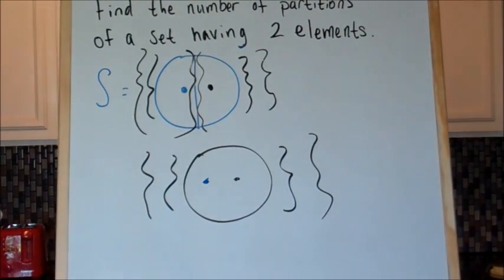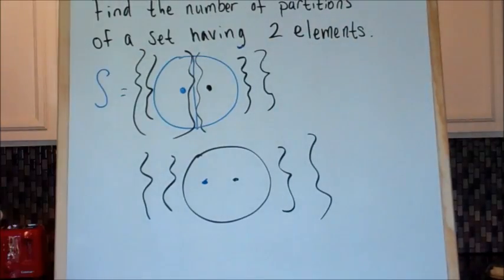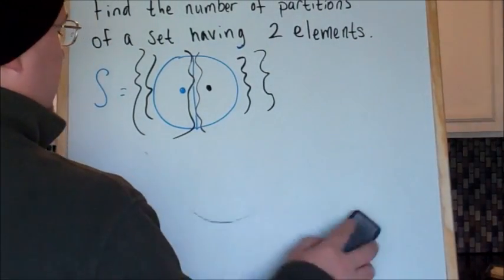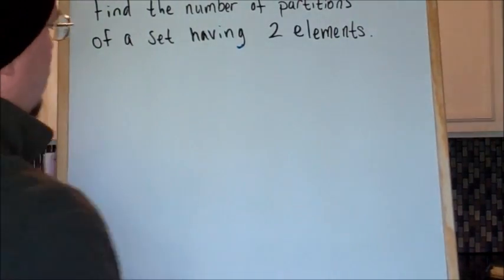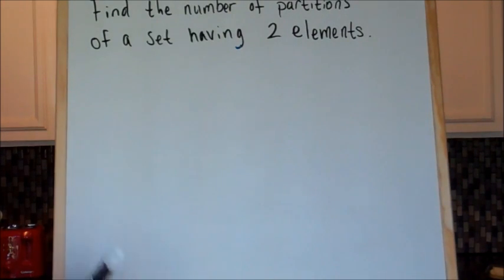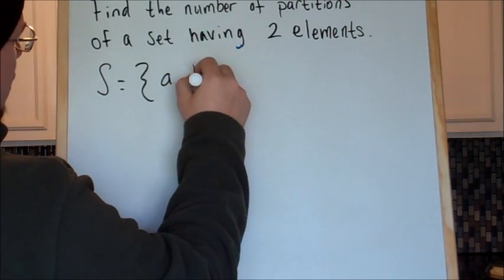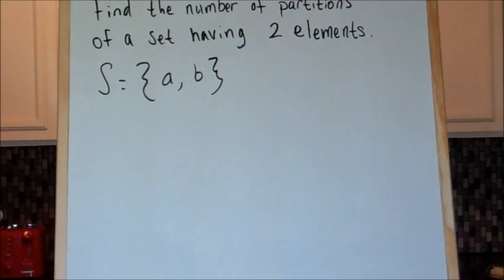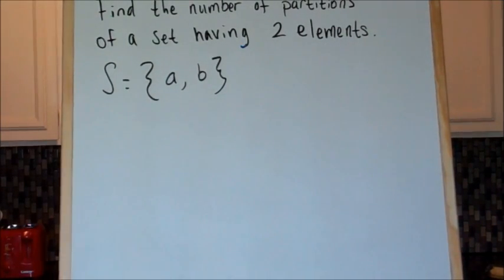Now then, let's look at a more concrete example. So we've looked at the definition, and then we looked at what it may look like if I could graphically draw it. Now let's look at another way to look at it. So let's say S is the set of elements A and B. So I want to partition this set, and I want to find the number of partitions that I could possibly have.